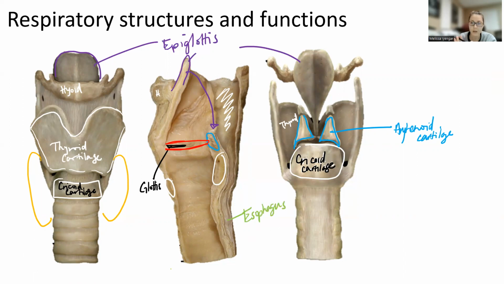So that's most of the cartilages for the larynx. There are 2 other cartilages for the larynx that we're not going to worry about for now. Then you see that coming off the cricoid cartilage here is the trachea.